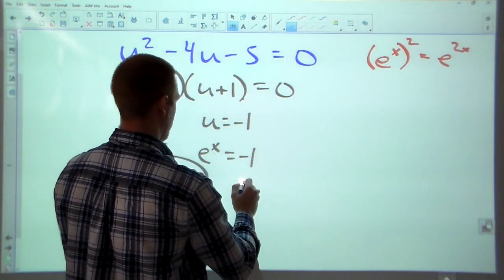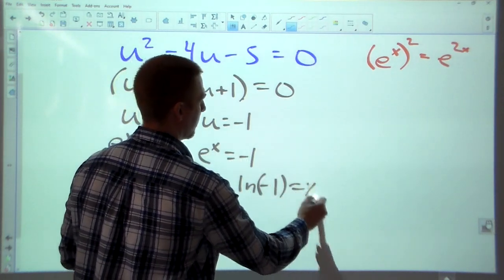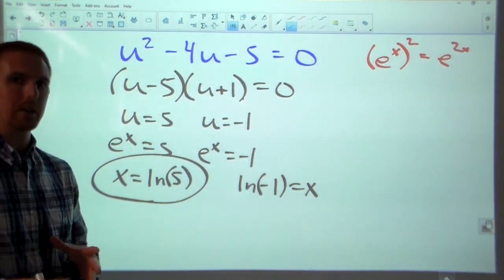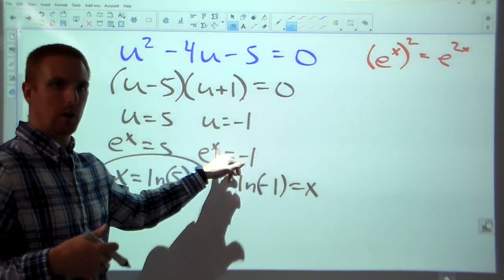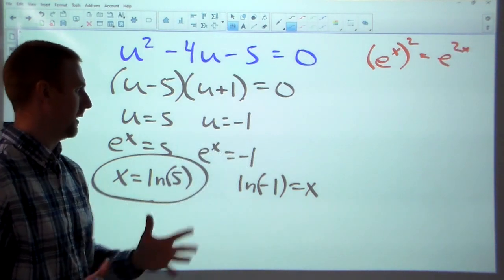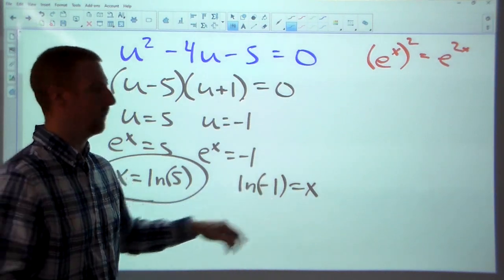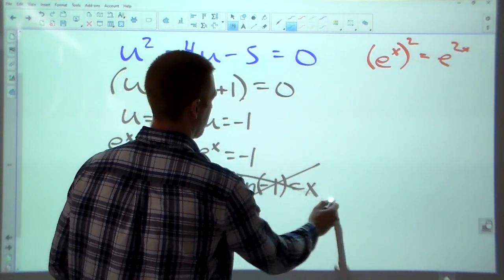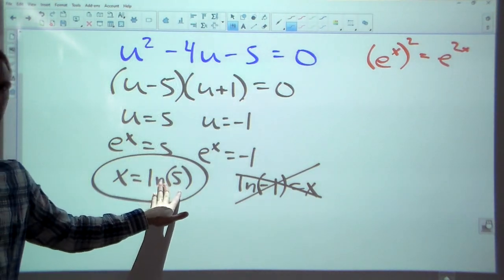And on the other side, log base e of negative 1, the natural log of negative 1, would equal x. You should be recognizing that's a problem now, because there is no power of anything we can raise a number to that it comes out to be a negative. So therefore you can't take the log of a negative or 0. So this is impossible. This part can't be done. So that's not a solution. The only solution is natural log of 5.